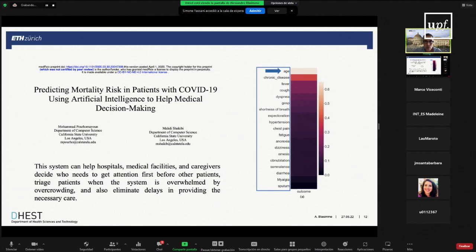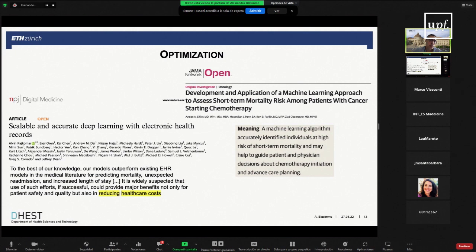These are other examples of algorithms that can harness electronic health records to optimize patient management, so they might also be able to reduce healthcare costs. But in fact, this is an issue that needs to be addressed also from an ethics point of view. On the right, you see an algorithm that can predict short-term mortality in cancer patients. That is, again, interesting as an aid to decisions, for example, about starting a new cycle of chemotherapy. Again, this is not only a clinical issue, but also an ethical one.